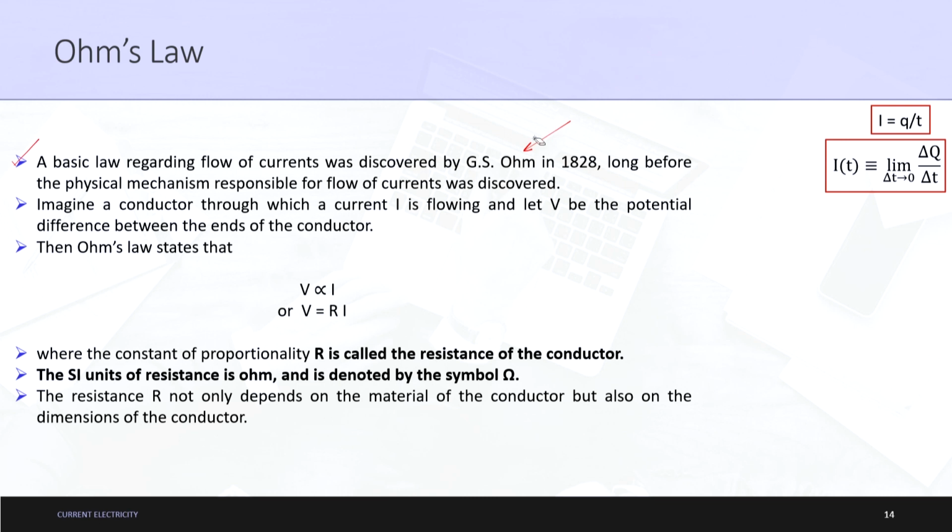Okay. So, a basic law regarding the flow of current was discovered by G.S. Ohm in 1828, long before the physical mechanism responsible for the flow of current was discovered. Now, what was the complete theory? Please look over here quite carefully. Imagine a conductor through which a current I is flowing, and let V be the potential difference between the ends of the conductor. So, let us suppose I draw a conductor here.